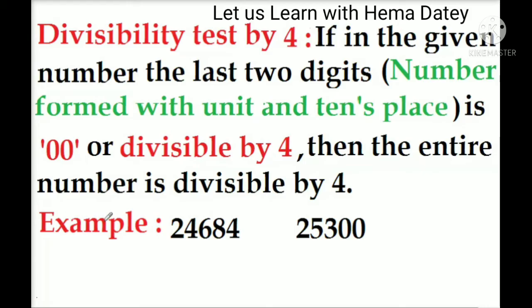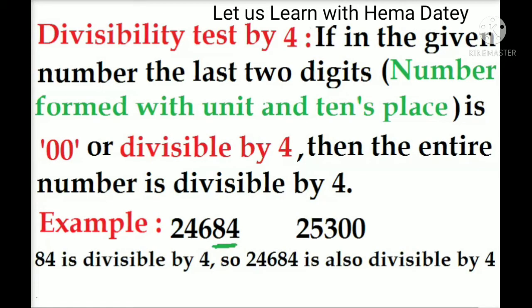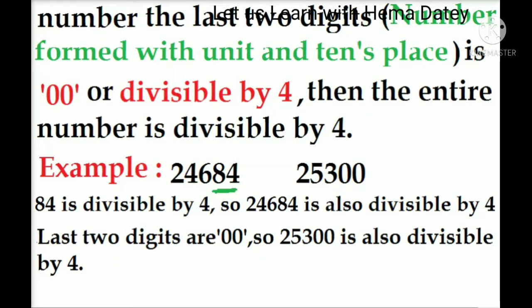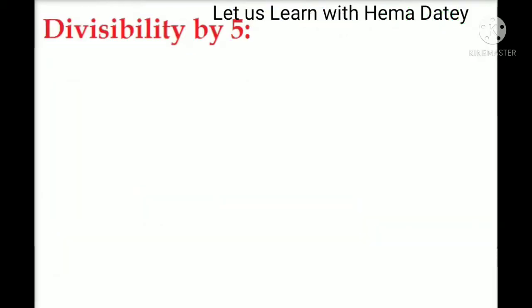Here we have two numbers. 24684. The last two digits are 84. We will divide 84 by 4 and we get remainder 0. 84 is divisible by 4, so 24684 is also divisible by 4. In the number 25300, the last two digits are 00. So we can say last two digits are 00, so 25300 is also divisible by 4.